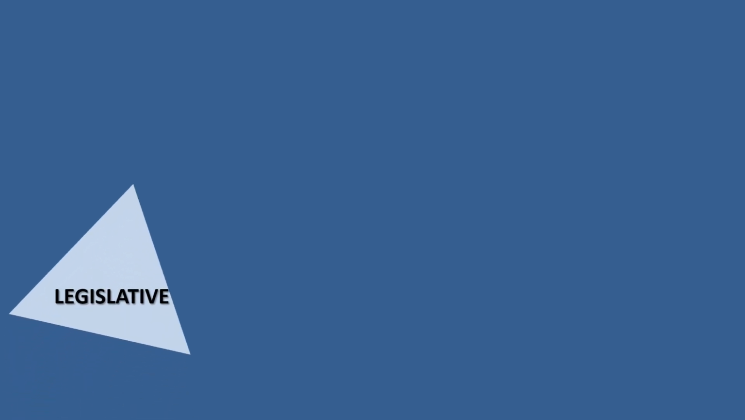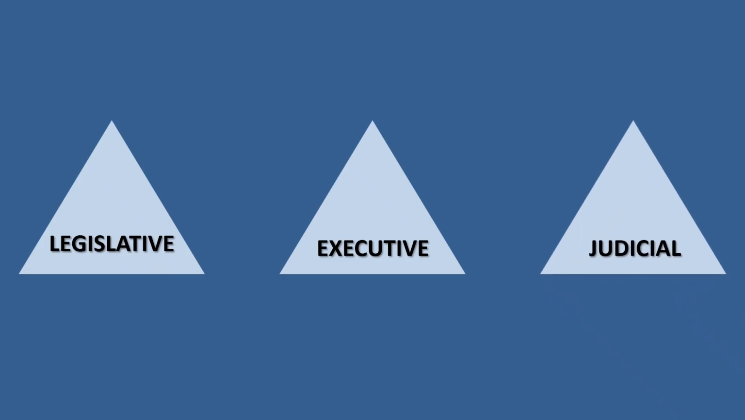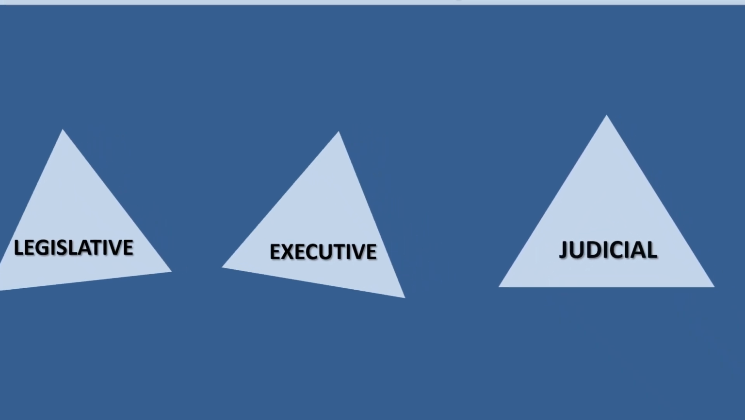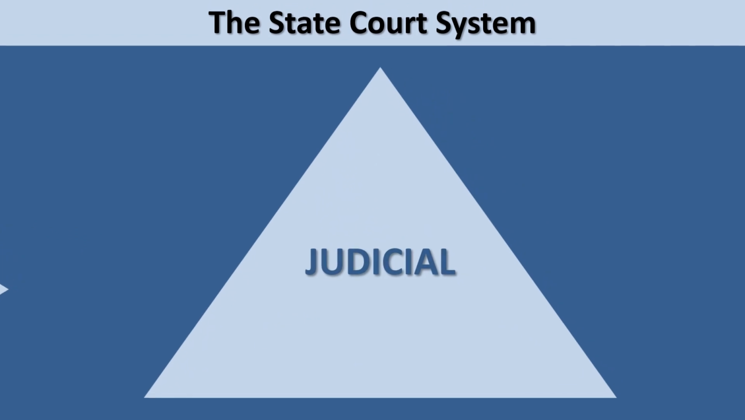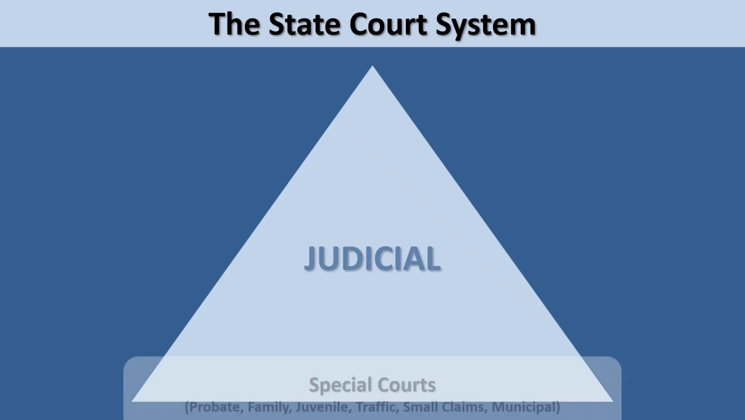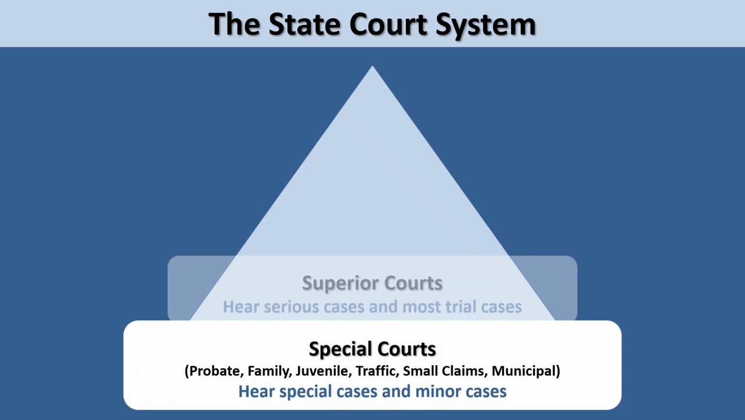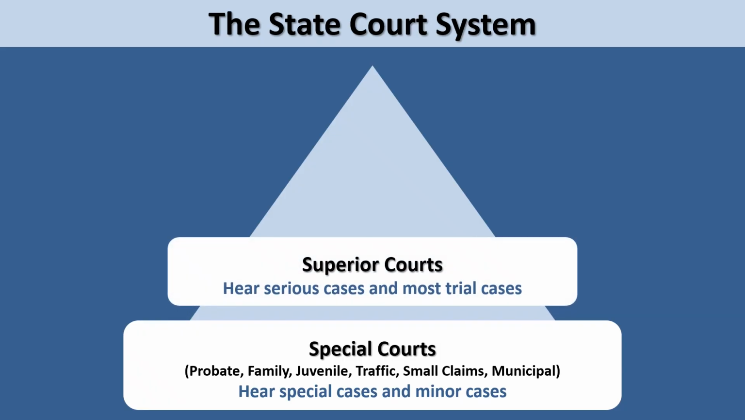In addition to a legislative branch and an executive branch, every state also has a judicial branch, or court system. The state court system is separate from the federal court system, although the two are structured similarly. The lowest courts in the state court system are called special courts. Special courts deal with minor disputes in specific legal areas such as juvenile crime, family disagreements, and traffic violations. If a case is about a very serious matter, or the issue can't be settled at the special court level, it goes to the superior courts.